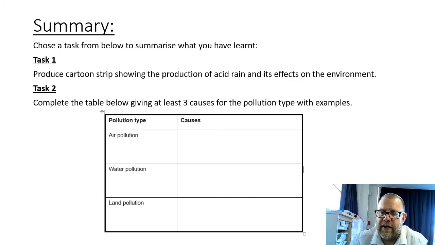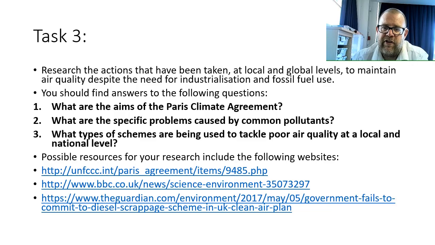Complete the table below, giving at least 3 causes for each pollution type with examples: air pollution, water pollution, land pollution. So things that you've looked at during previous topics. And then the final task is here. Research the actions that have been taken at local and global levels to maintain air quality despite the need for industrialisation and fossil fuel use. So we all need to use fossil fuel, and industry is a part of the human population. That is what we need. So this is what I'd like you to have a look at. There are some web links there for you to have a look at and have a go.